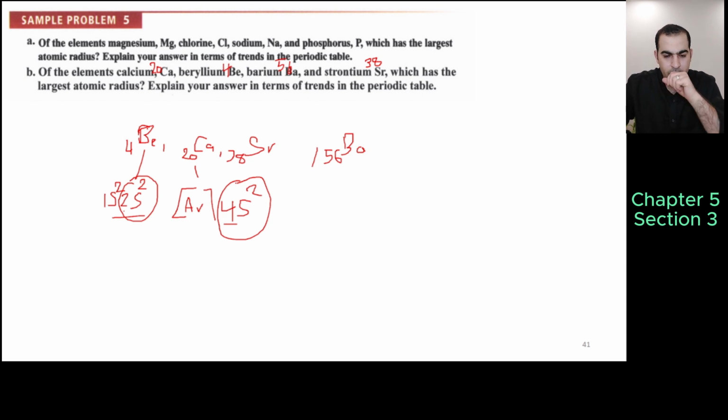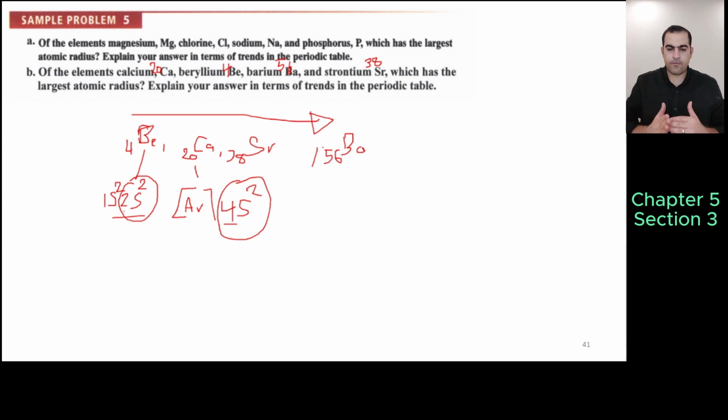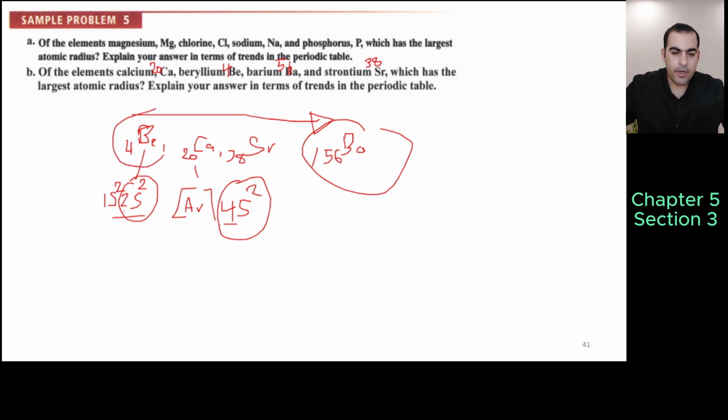From these two, we know that they're in different periods but the same group. If I ask you a question in the exam about whether they are in the same period or same group, they are in different periods, but in the same group, group 2. All of them are in group 2. So imagine we go from top to bottom down the group. You can write it vertically, it's much easier. As we go down the group, size increases, atomic radius increases. Which one has the largest atomic radius? Barium. The smallest one is beryllium. So in the exam, you're going to solve it like that.